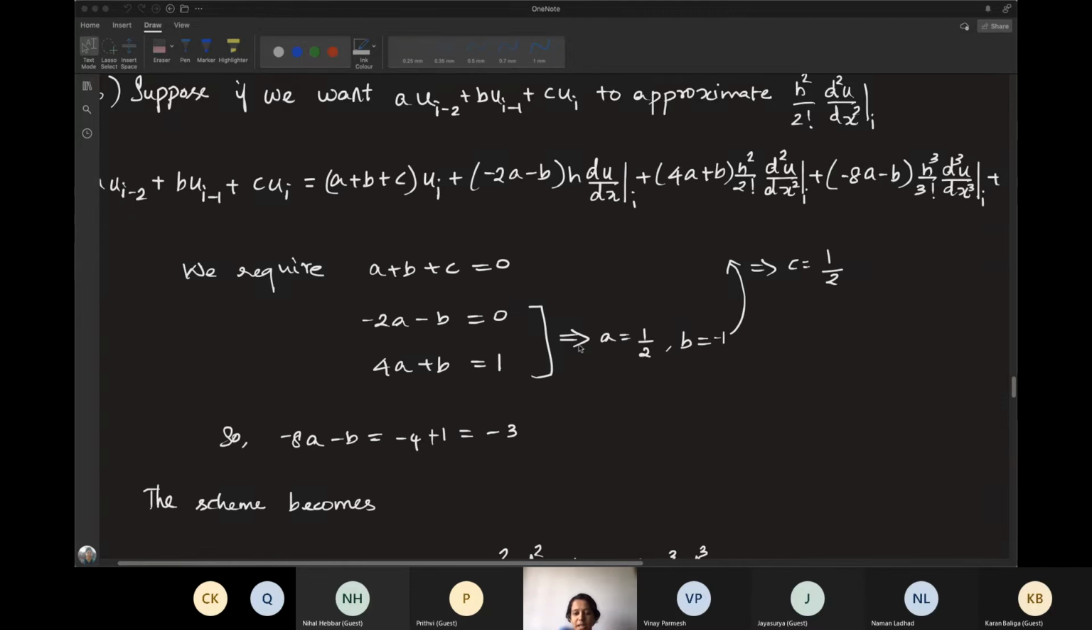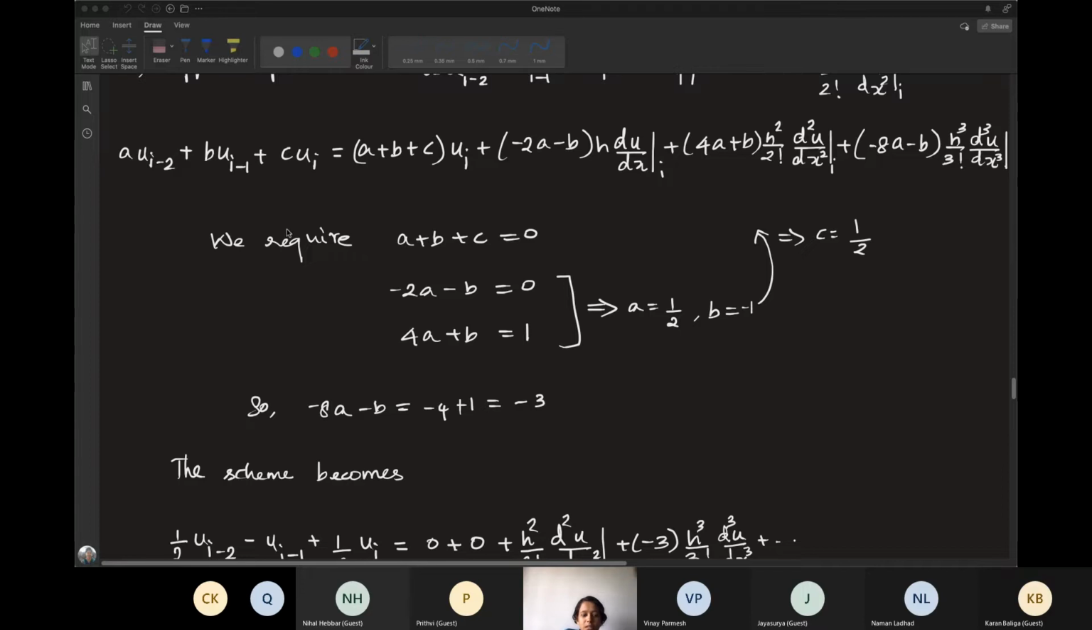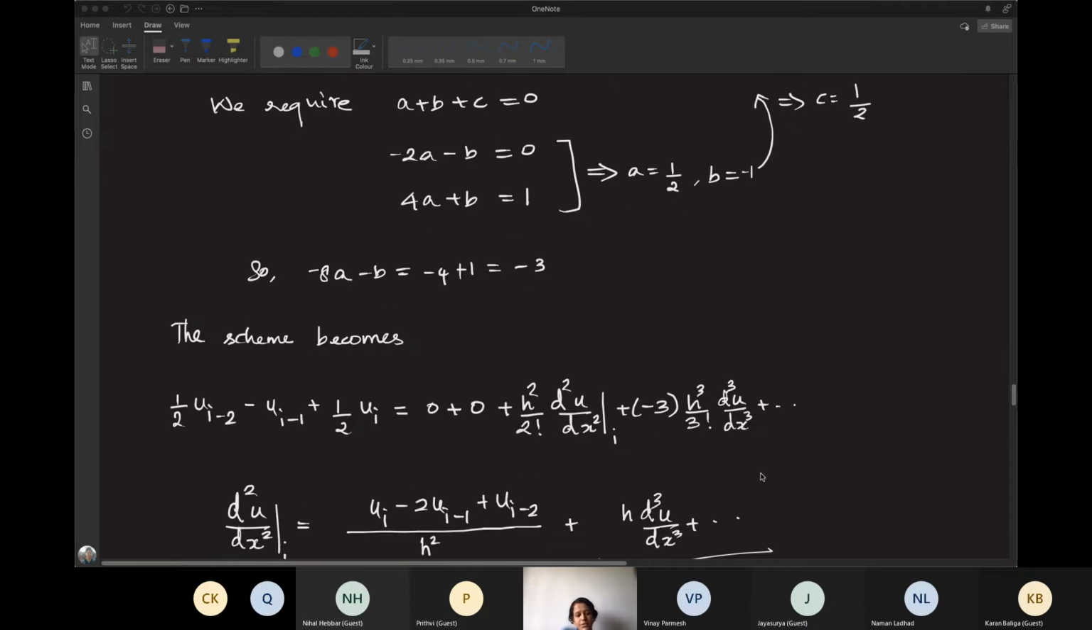So now you have obtained the expressions, and the solutions for a, b and c. When you substitute them back in the above equation, you get something like this. The first two terms go to 0 and the next term becomes h, whose coefficient we have made the coefficient of d squared u by dx squared to be just 1 into h squared by 2. So we have something like this, and when you evaluate minus 8a minus b, that turns out to be minus 3, and you substitute that here. So you have something like this.